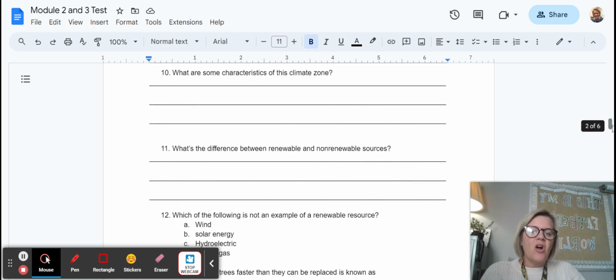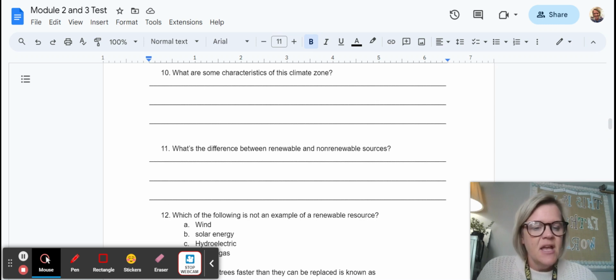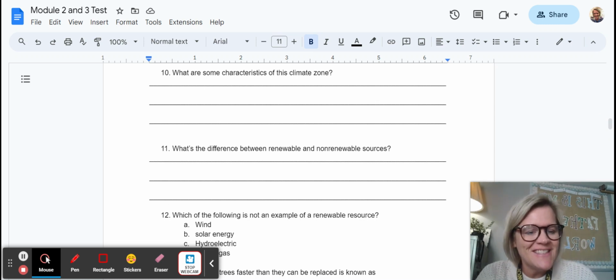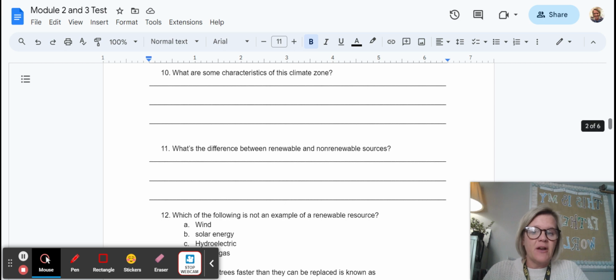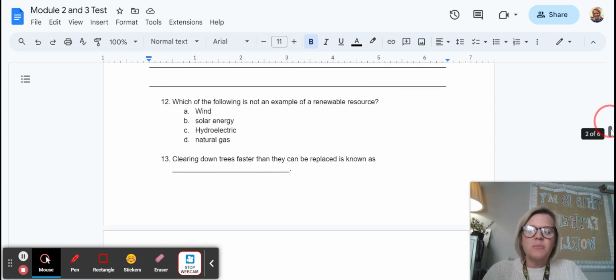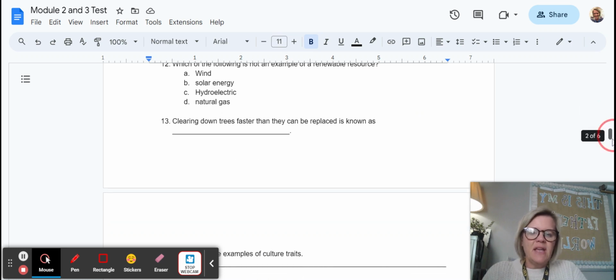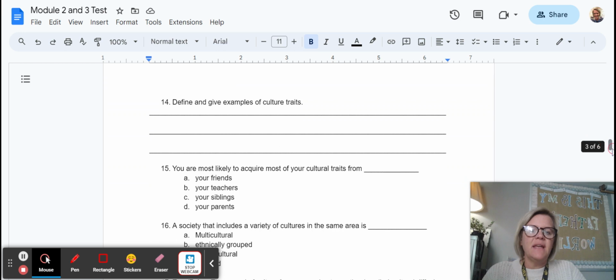Number 11 also has lines. That means you have to write in complete sentences. Many of you learned the hard lesson last time that you lost points just for not writing in a complete sentence. Don't do that. Make sure your pencil's down. We're following along here. All right, number 12, multiple choice. 13, you're going to fill in the blank here. Turn the page. 14.